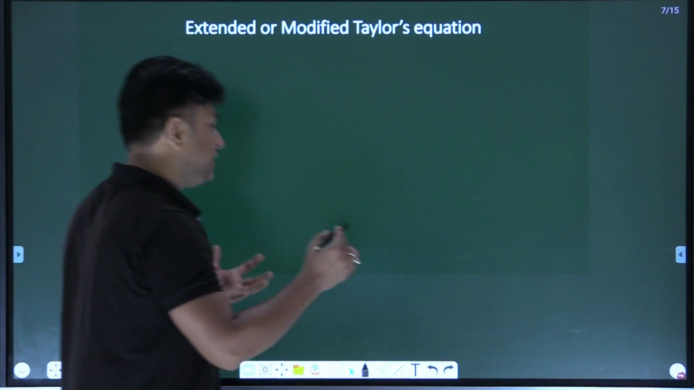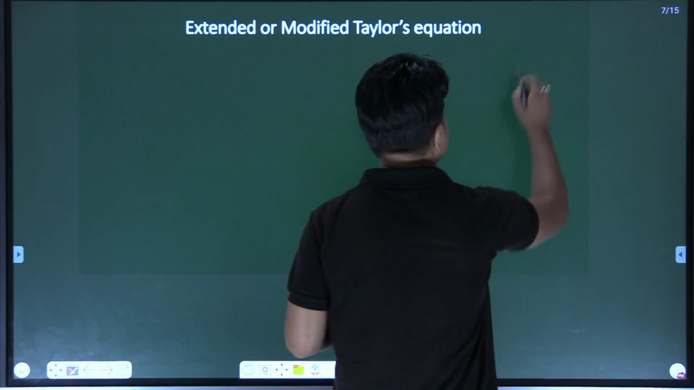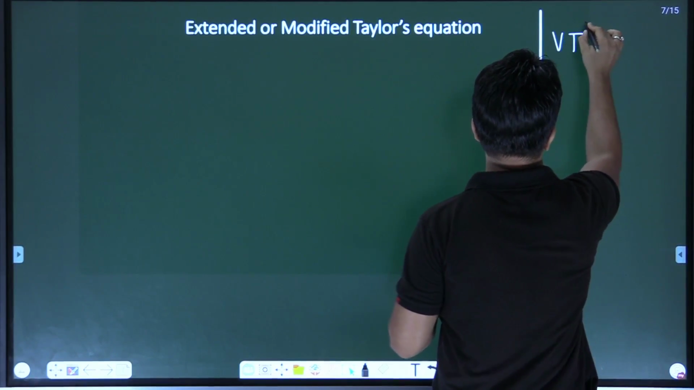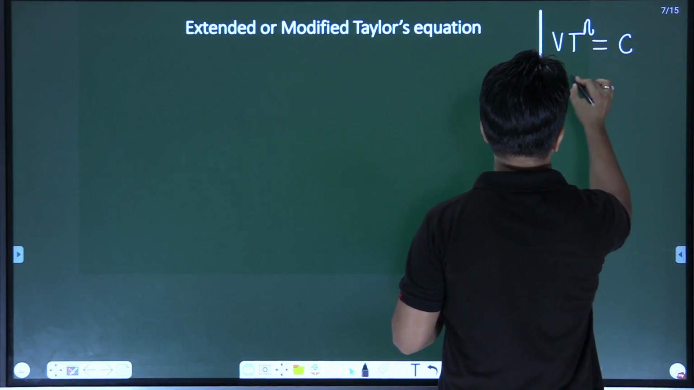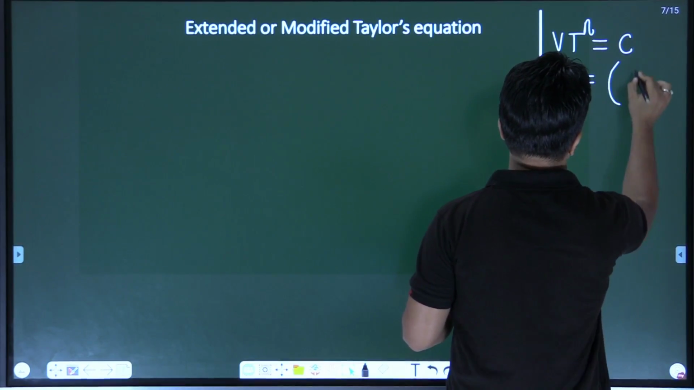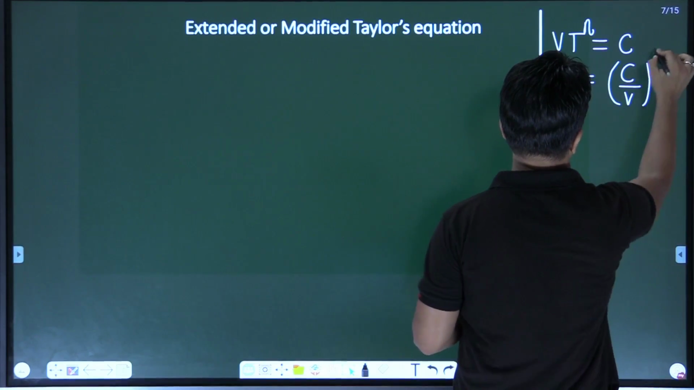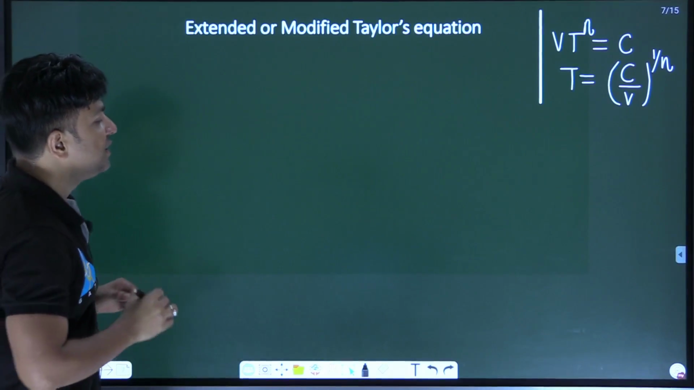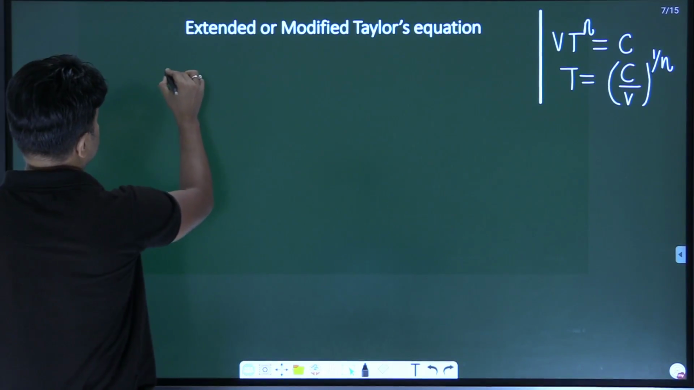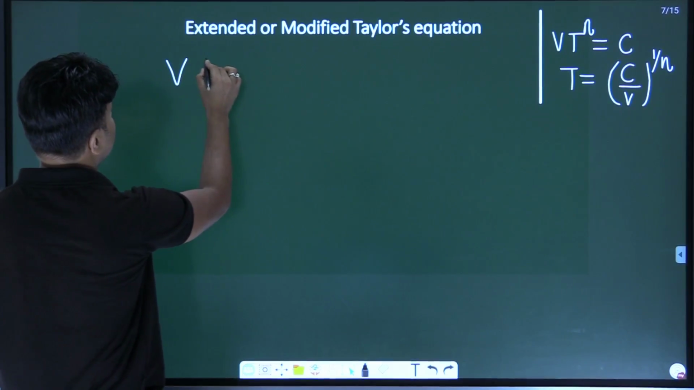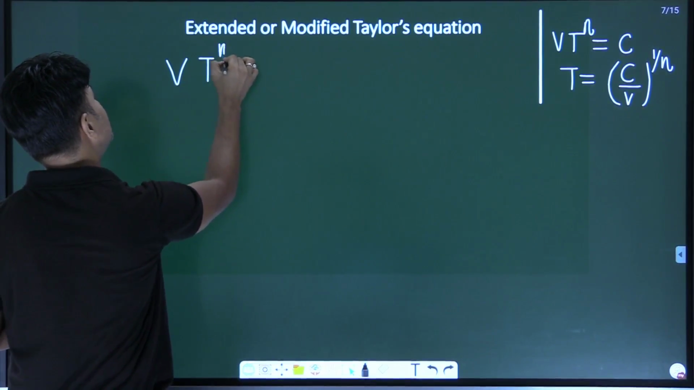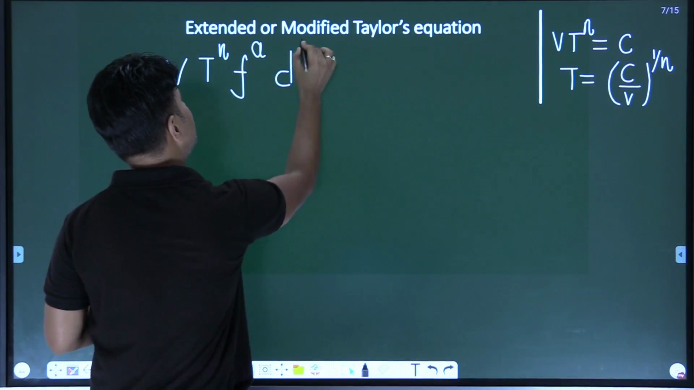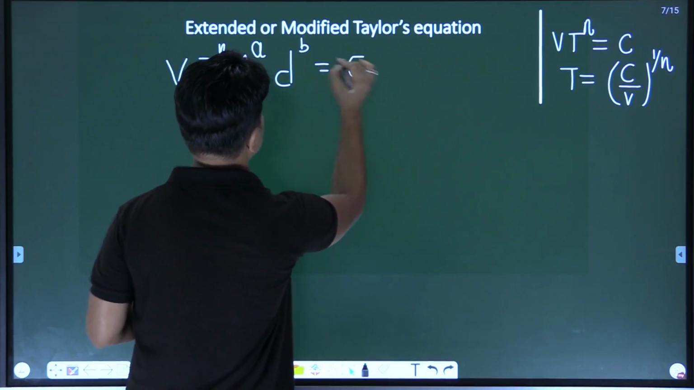Basically, in the initial equation, what you have seen is V T to the power n equal to C, that the tool life will depend on the cutting condition and cutting velocity along with the tool material. But here in the extended modified equation, there is V velocity into T to the power n, F to the power A and D to the power B equal to C.